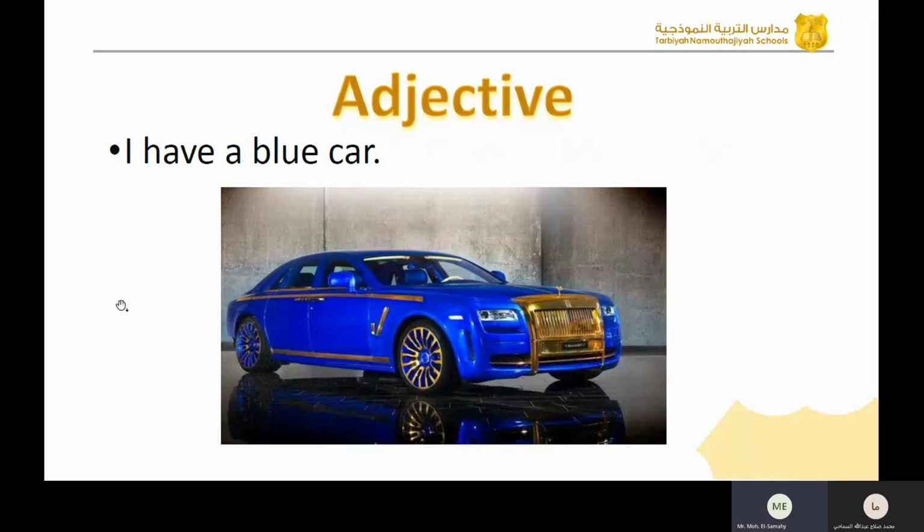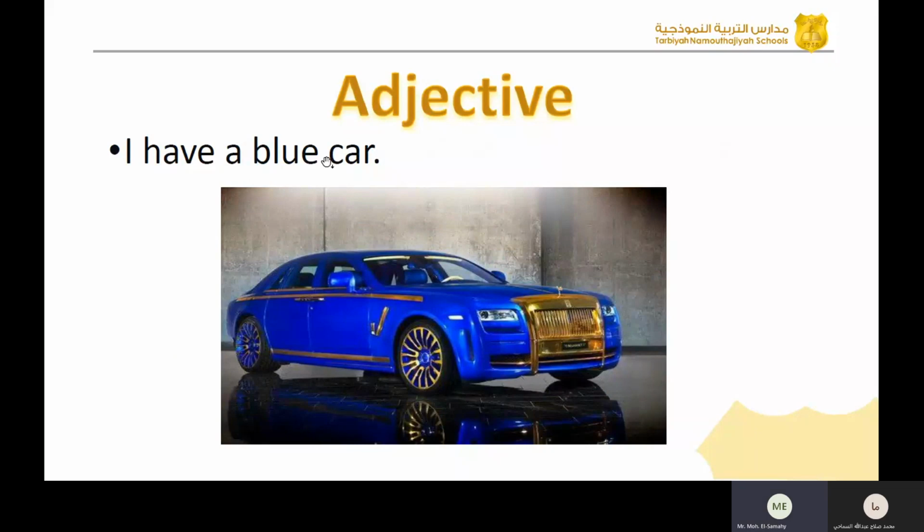It's very expensive, of course, you know. I have a blue car. What is the adjective in this sentence? The adjective in this sentence is blue. By the way, all the colors are adjectives.